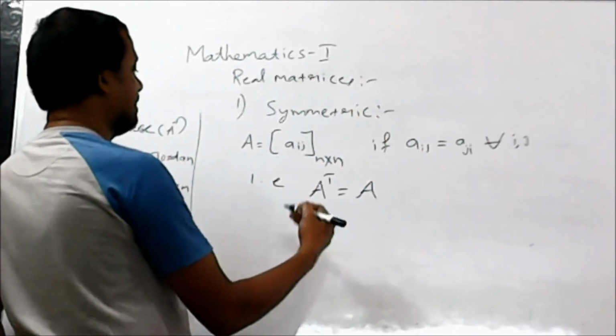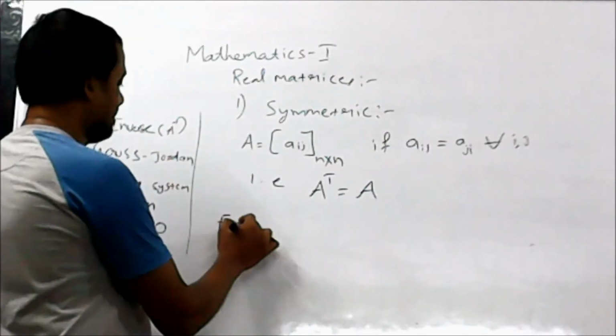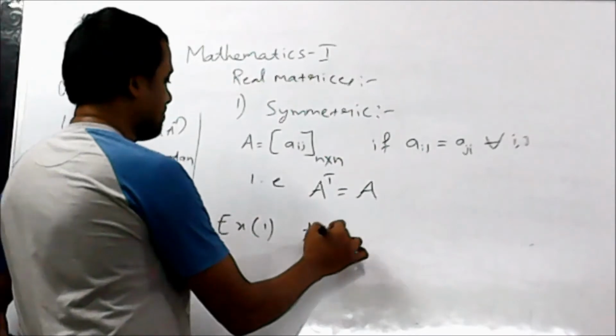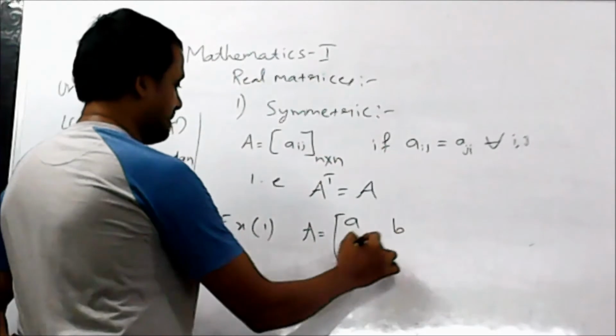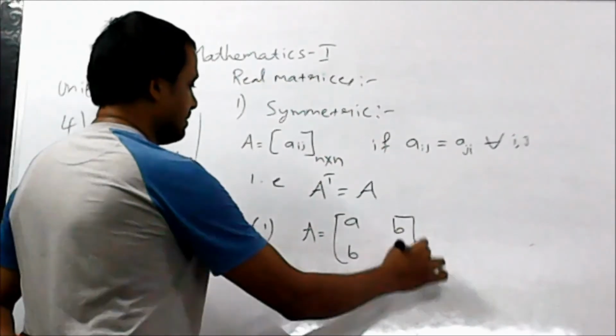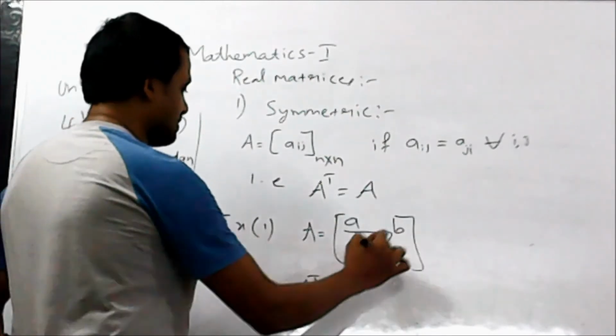Transpose means we write rows into columns. Suppose example 1. If it is 2 by 2, A is a matrix of size 2 by 2. Suppose we are writing here B. If you transpose it, you need to write B as it is here. So if you transpose it, what is the transpose? We need to write the first row as the first column.